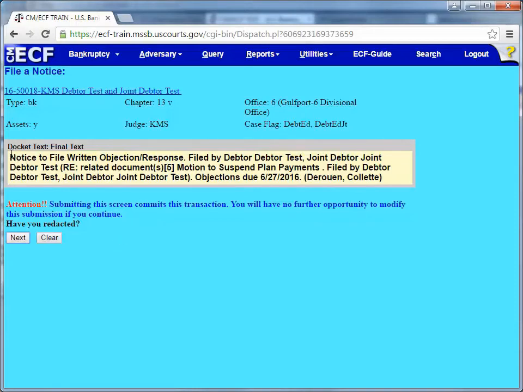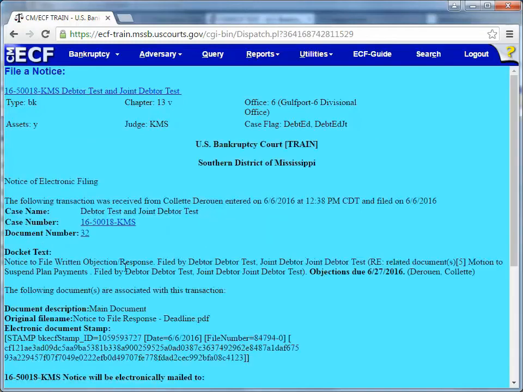I'm verifying that the correct notice event was selected. The filers are the correct filers. My related pleadings are there, and my objection deadline appears. Because all the information is correct, I'm clicking Next to complete the filing process. This is the Notice of Electronic Filing screen. It's confirming that my filing is complete.